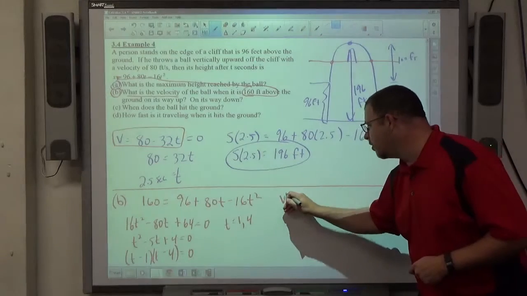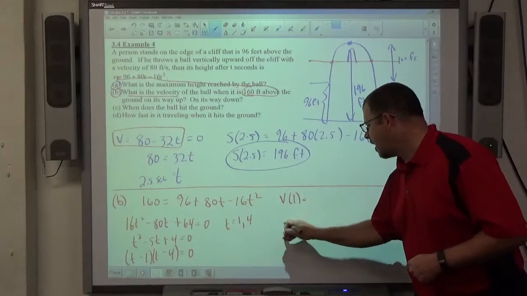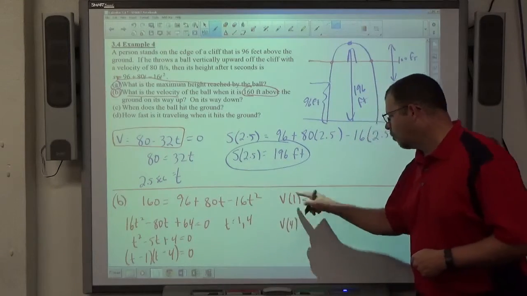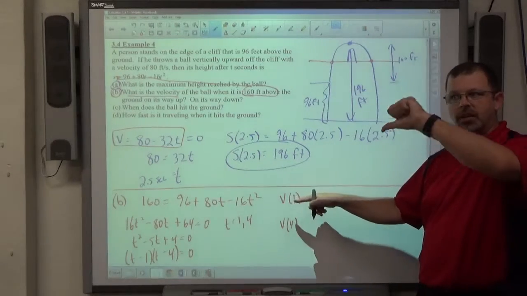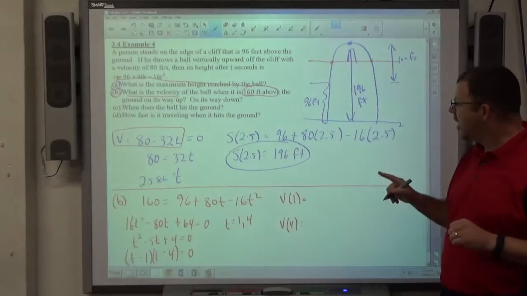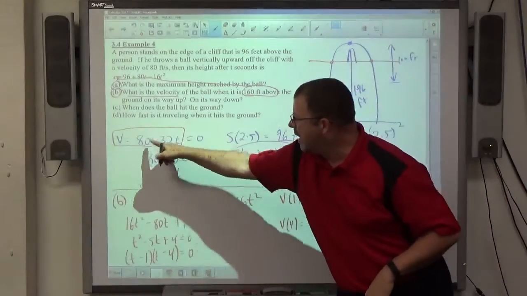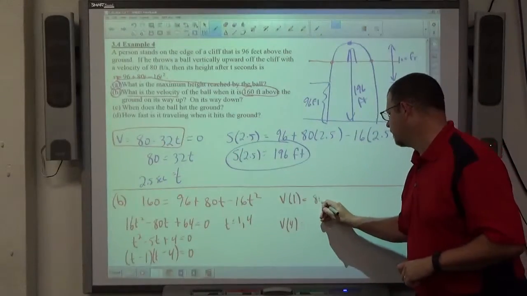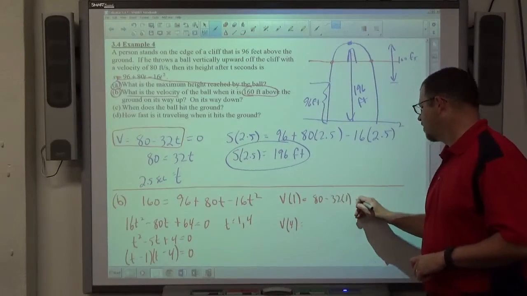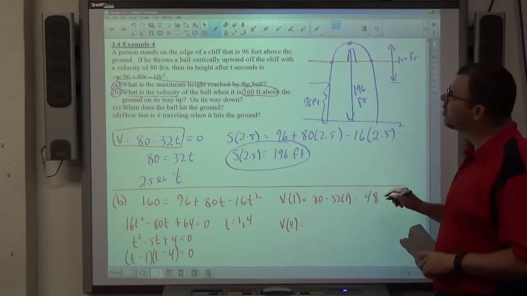So if I do v of 1 and v of 4, 1 is going to give me the upward velocity, 4 is going to give me the downward velocity. If I substitute 1 into the velocity function, 80 minus 32 times 1, that's going to give me 48 feet per second.